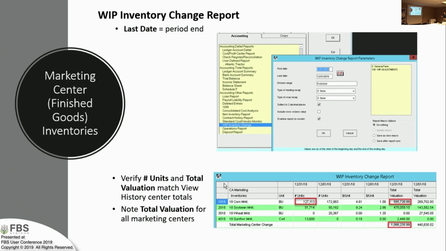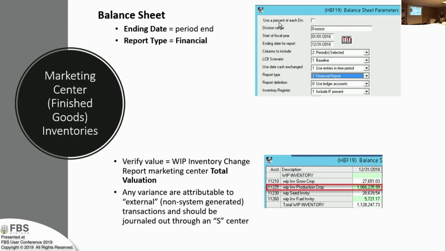Everything ties out. And then I see all the other center totals, and there's the center total for this, which is marketing centers, finished goods for crops, 1,086,000. Okay, so now let's run the balance sheet. Now, the balance sheet is only going to tell me the totals by ledger account. So I've got the detail of the WIP inventory change report for the center totals. I've got the detail that supports the WIP inventory change report under the project totals. So here's our inventory, WIP inventory, production crop, 1,066,000.